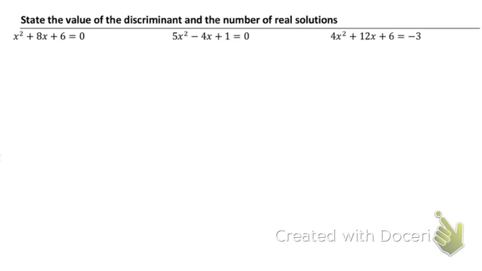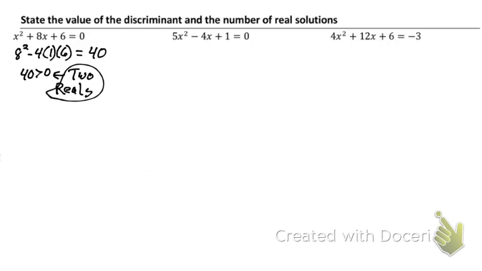It says state the value of the discriminant and the number of real solutions. So we just need to do our discriminant, which would be b squared. In this case, it'd be 8 squared minus 4 times a, which is 1, times c, which is 6. So that's 64 minus 24, which equals 40. 40 is definitely positive, bigger than 0, so you're going to have 2 reals.